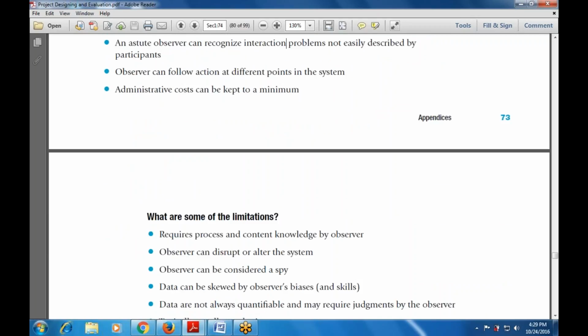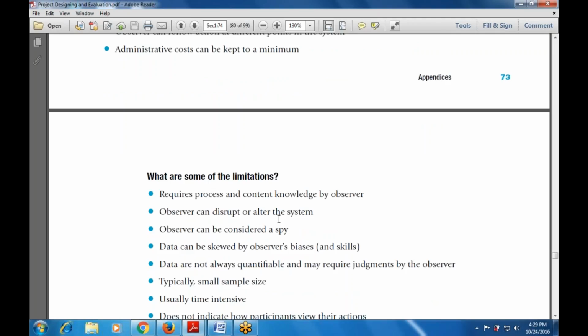Now, what are some of the limitations? The first one is that it requires process and content knowledge by the observer. So this requires the process and the content knowledge. What is the process knowledge? What is the content knowledge that is used by the observer?